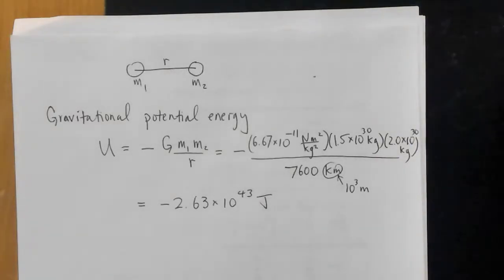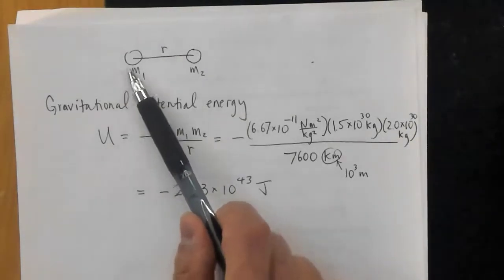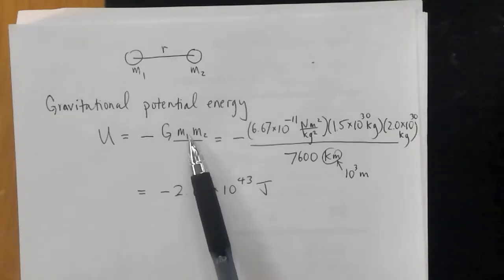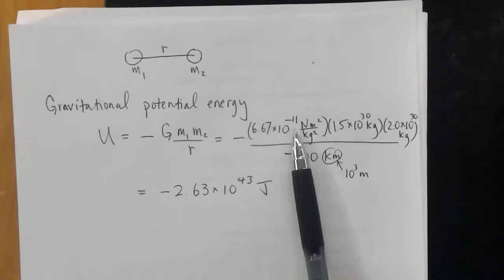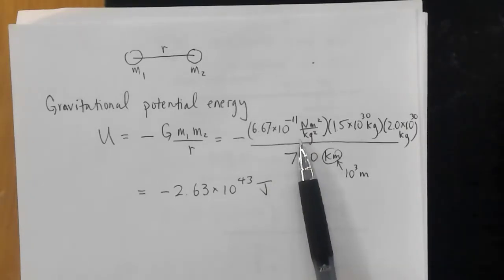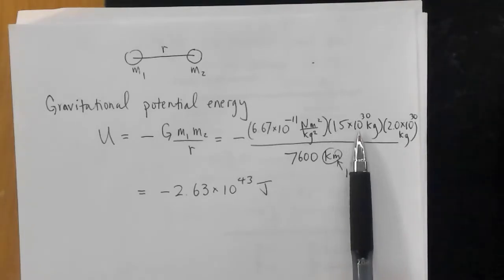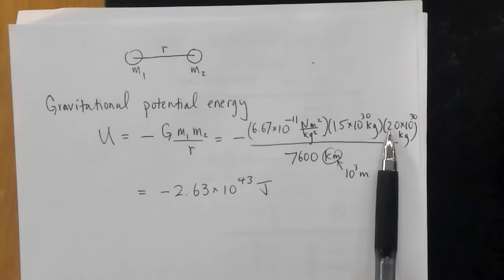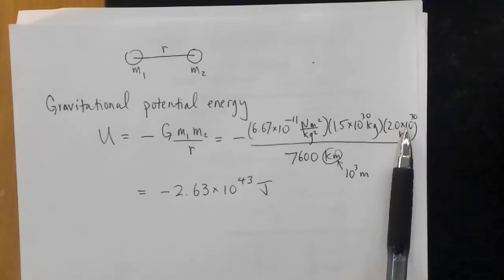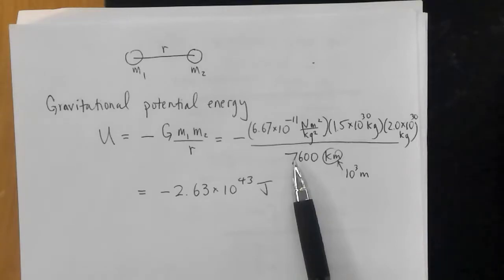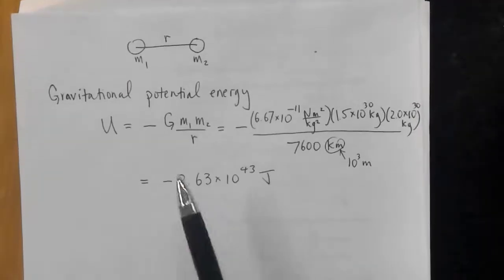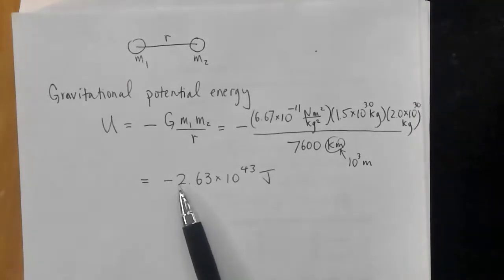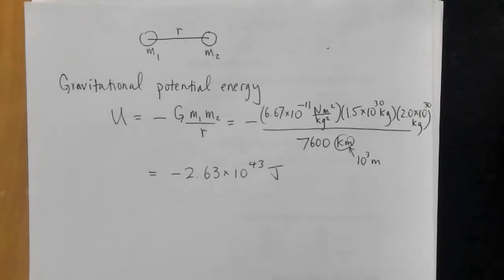So we have gravitational potential energy is minus G m1 times m2 divided by r. G is 6.67 times 10 to the minus 11 newton meters squared over kilograms squared. M1 is 1.5 times 10 to the 30 kilograms. M2 is 2.0 times 10 to the 30 kilograms. And the distance is 7,600 kilometers, which is 7.6 times 10 to the 6 meters. And so this comes out to minus 2.63 times 10 to the 43 joules. Any questions about this?